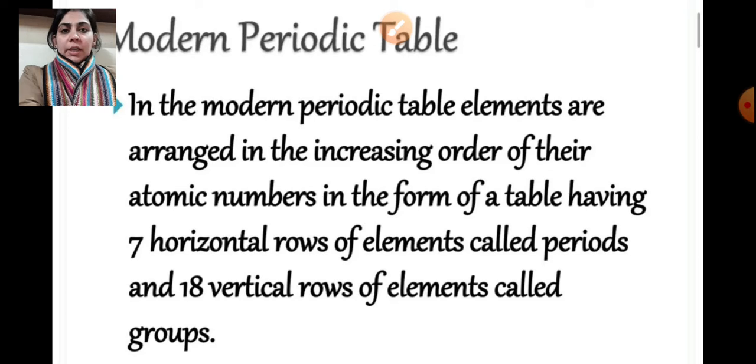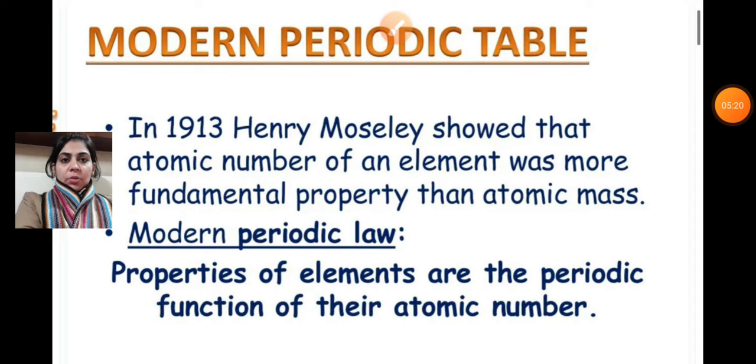This was the criteria given by the modern periodic table. So we are talking about the modern periodic table in 1913. This was the year. Henry Moseley, the scientist, showed that the atomic number of an element was a more fundamental property than atomic mass. अभी तक जितने भी साइंटिस्ट आए थे उन्होंने एलिमेंट को क्लासिफाई किया था ऑन द बेसिस ऑफ एटॉमिक मास, but this time classification of various elements was done according to the atomic number. Means what was the basis for the classification of elements? It was the atomic number.